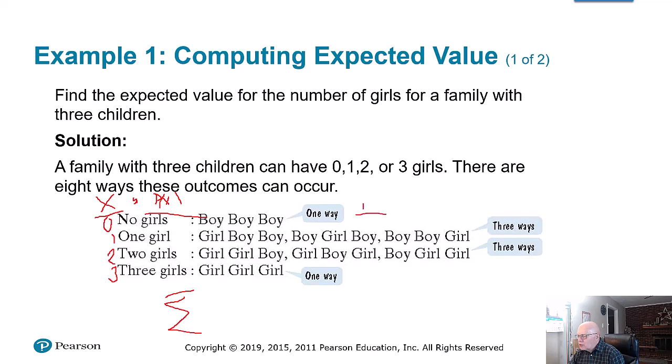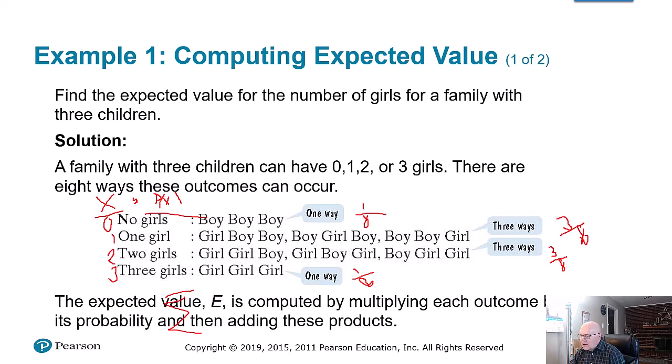For no girls, you have 1 chance out of the 8. For 1 girl, you have 3 chances out of the 8. For 2 girls, also 3 chances out of 8. You can get that just from your picture. And all girls, 1/2 times 1/2 times 1/2, or 1/8. Sorry, this is a little bit messy.